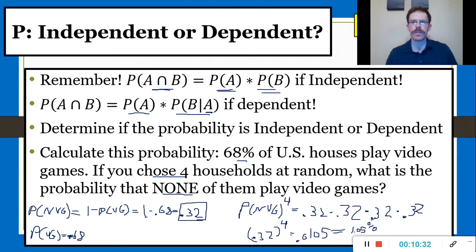So this is about 1.05%. Because video games are so prevalent in our society, if you pick 4 houses at random, the odds that none of them play video games is about 1%, or 1.05%. That's because they are independent. One house does not affect the other. Alright, let me circle that answer.